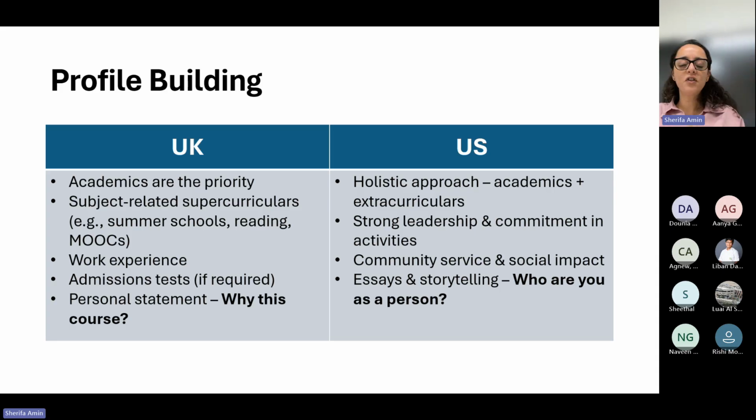There's a difference between super curriculars and extracurriculars. Super curriculars are subject related. So if a student wants to study politics, for instance, this is doing MUN, reading articles, attending lectures, attending summer schools, doing extra research and listening to podcasts.